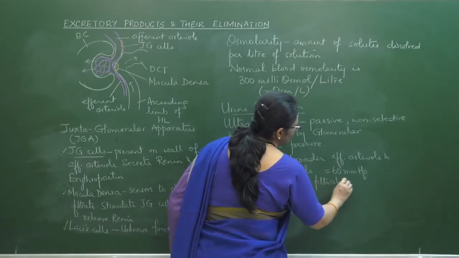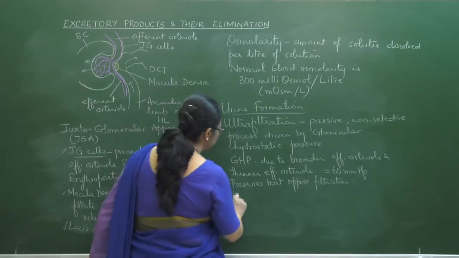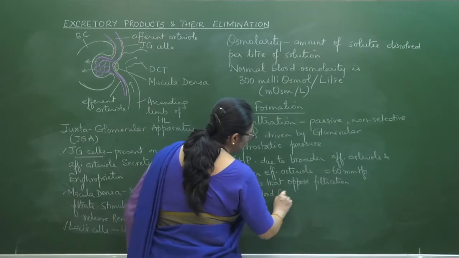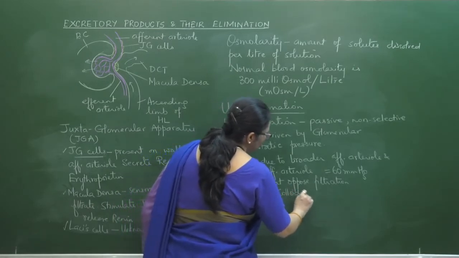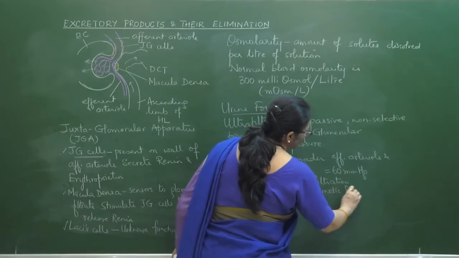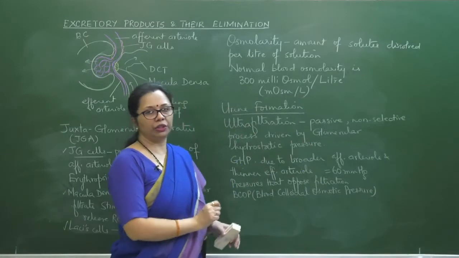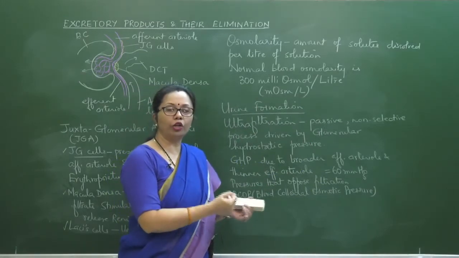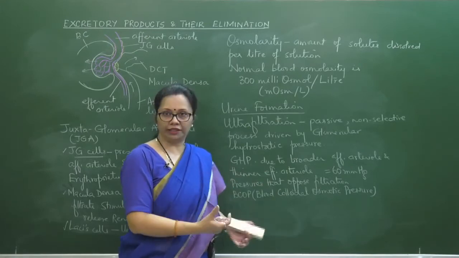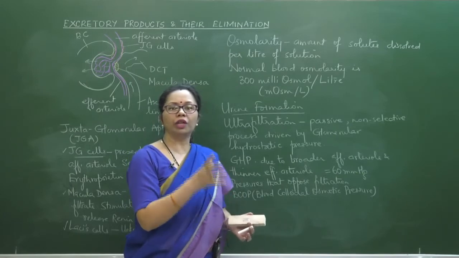That oppose filtration. Now these pressures, one is BCOP, that is blood colloidal osmotic pressure. Now you see the colloids which are present in the blood, they are holding back water, they are not allowing that water to go out. And those colloids are what? Proteins, the plasma proteins, and in the plasma proteins the most abundant proteins are albumins.